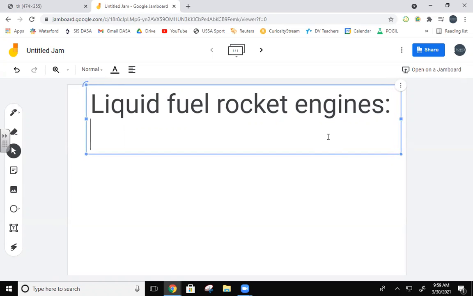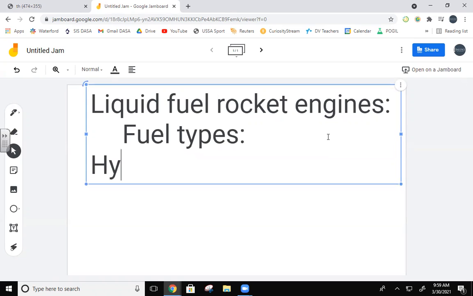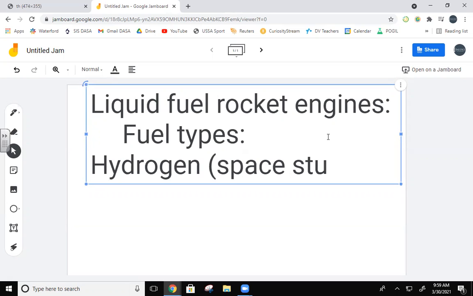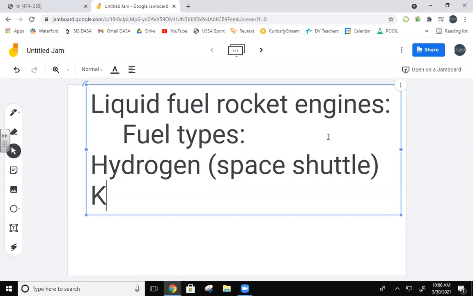So fuel types. We can have hydrogen, which is like the space shuttle. Do they all use oxygen? Not all of them. And we'll talk about that in just a second. You can use kerosene, which is essentially just highly refined jet fuel. There's also highly refined kerosene.